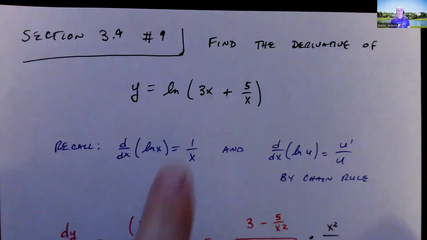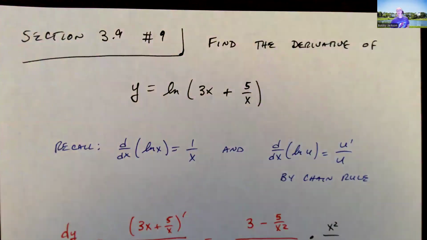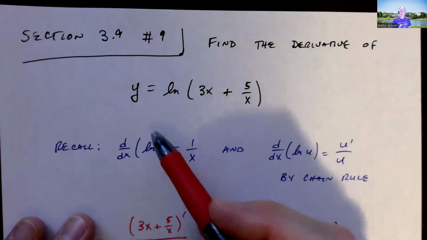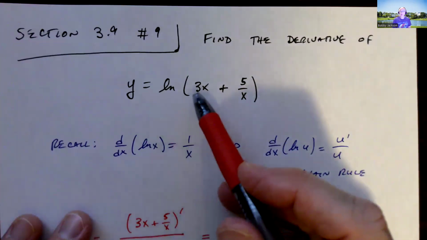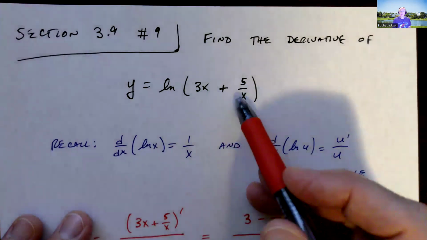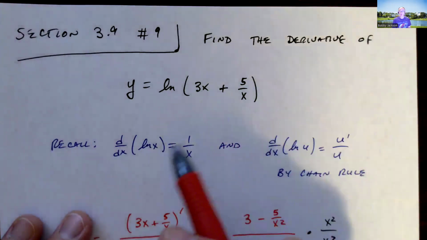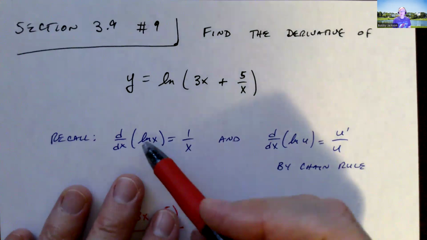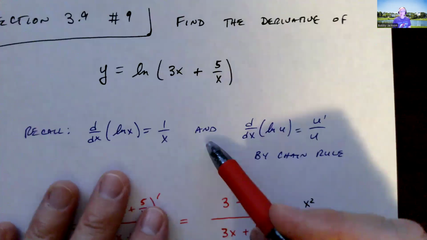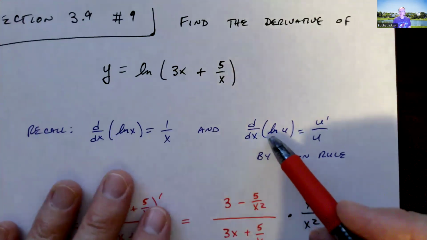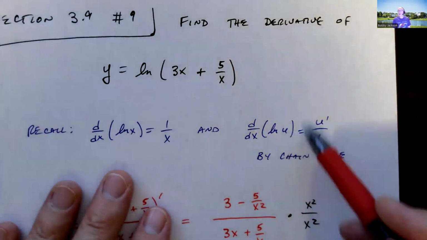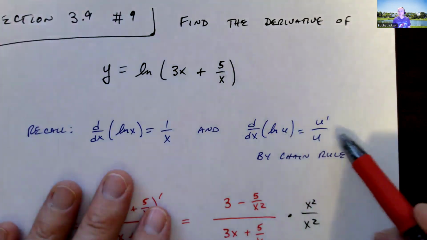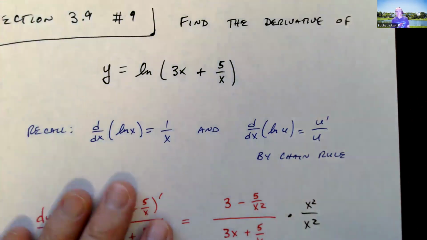Hey everyone, we're going to look at number 9 in section 3.9. We're going to find the derivative of y equals the natural log of the quantity (3x plus 5 over x). So recall the derivative of the natural log function is just 1 over x. And with the chain rule, the derivative with respect to x of natural log of u is 1 over u times du/dx, or just u prime over u.